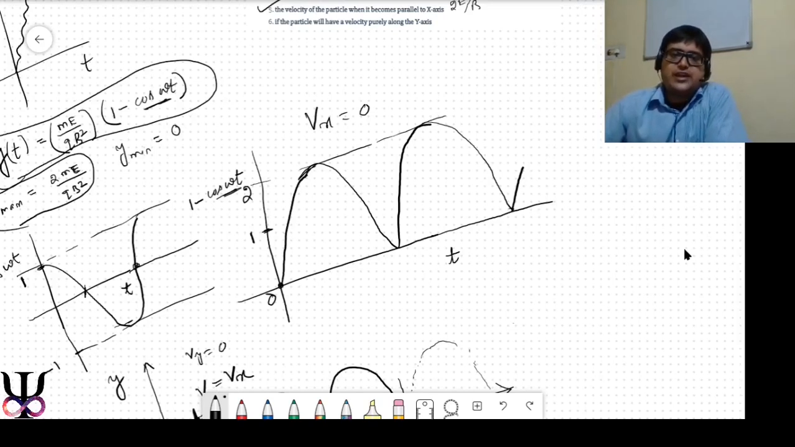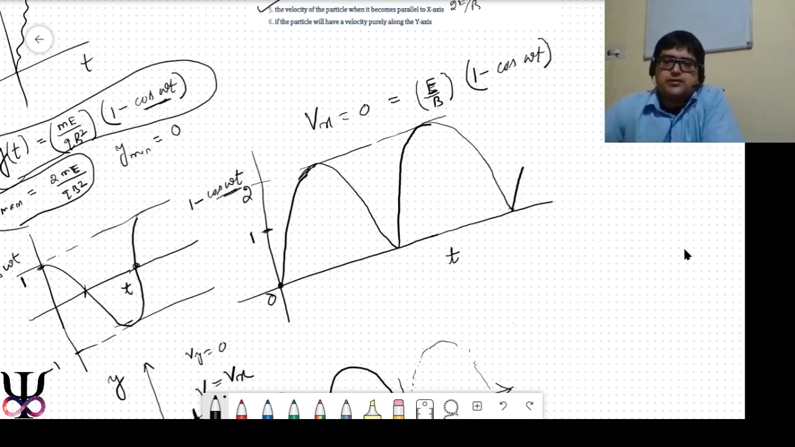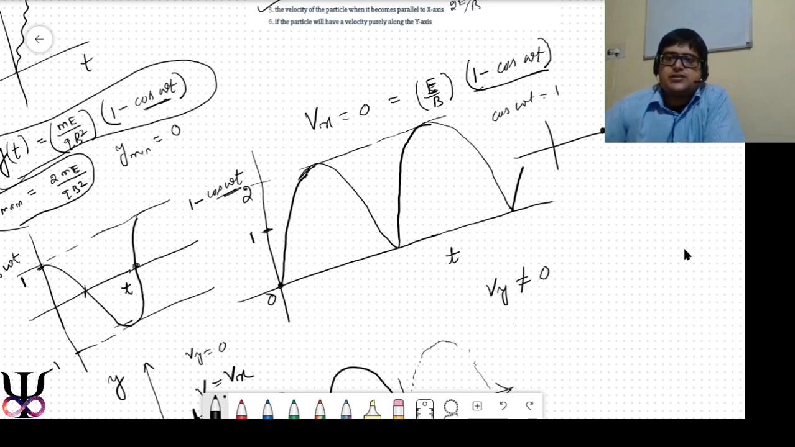But as we know, Vx is E upon B times 1 minus cos of omega t. What the question wants to know is whether there will be any velocity Vy which is not 0. Will it happen? Let's see. If Vx is 0, that means 1 minus cos omega t is 0. That means cos of omega t is 1. That means omega t is 2n pi.